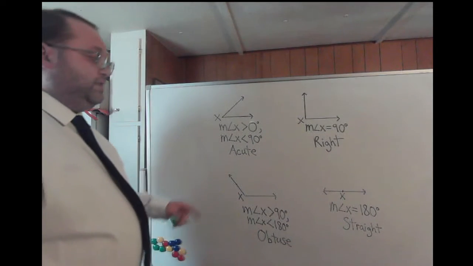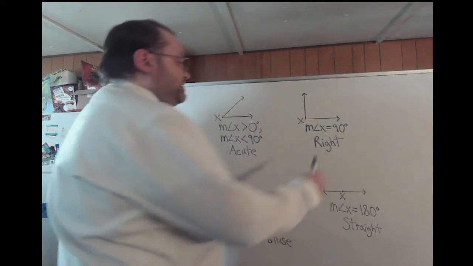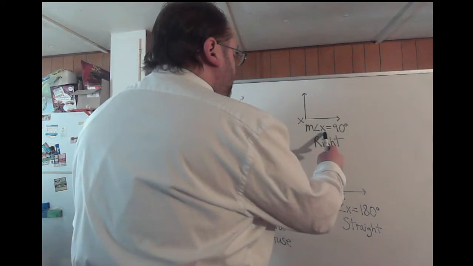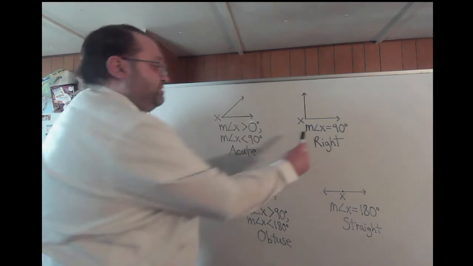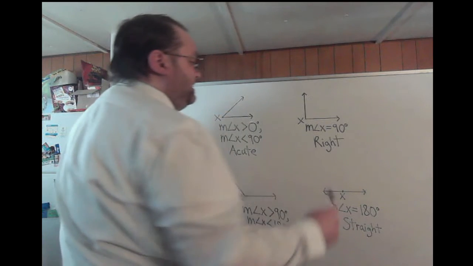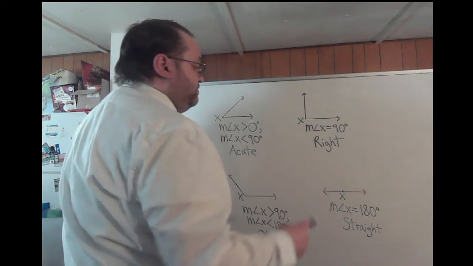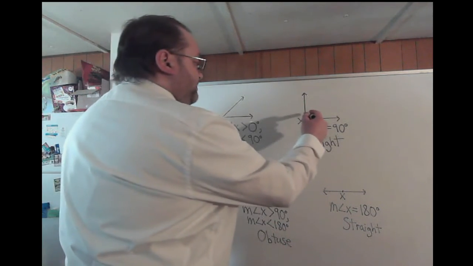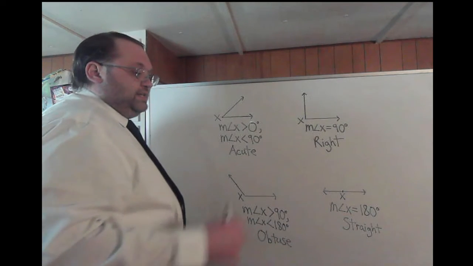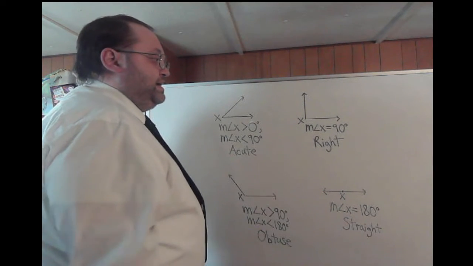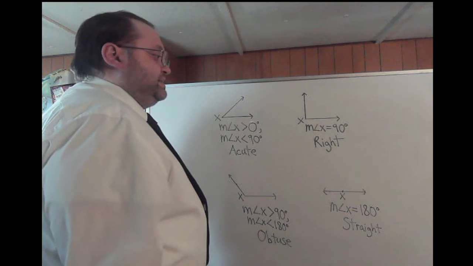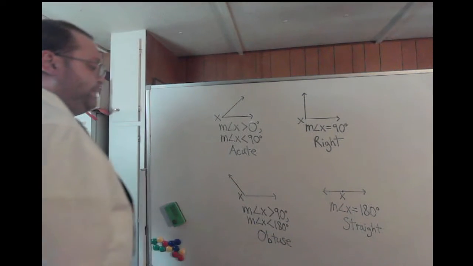It's an acute angle. Next, if an angle is equal to 90 degrees, the measure of angle X is equal to 90 degrees, it is a right angle. It forms a perfect corner when it's 90 degrees, an exact perfect corner at 90. So if it's 90 degrees, it's a right angle.